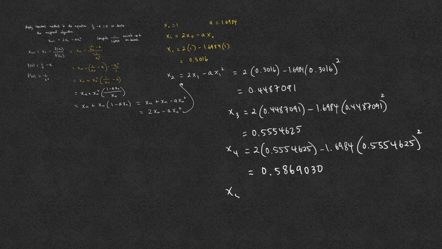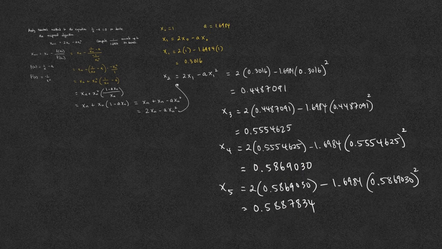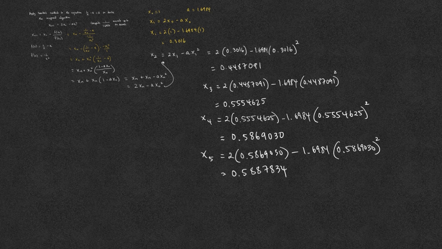0.586930. X sub 5 is 2 times x sub 4, which is now 0.586930 minus 1.6984 times 0.586930 squared. X sub 5 is approximately 0.588734. At each step, we want to round it to 6 decimal places to see if it's the same as the previous x. If it is not, we will need to keep going.